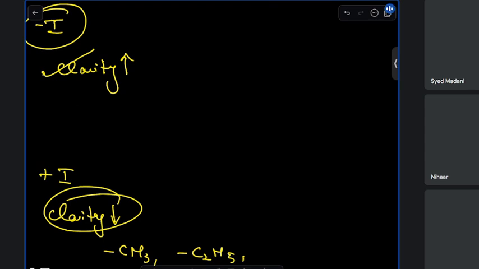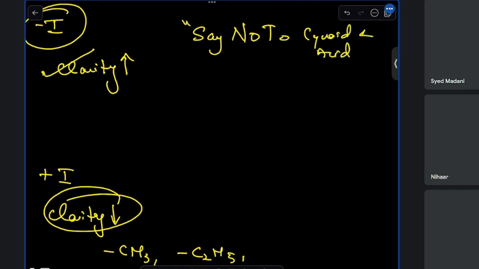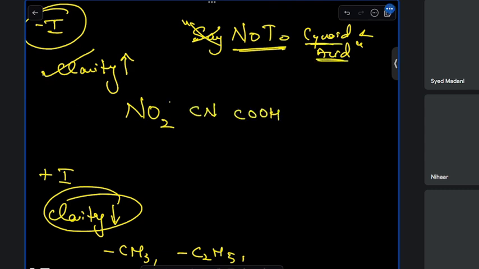Again, the placard said simply: say no to cyanide and acid. Convert this into chemistry. Ignore the word say. No to is NO2. Cyanide is CN. Acid is carboxylic acid, COOH. This is the order, followed by your halogens: fluorine, chlorine, bromine, iodine. This you'll remember because you've been learning about halogens for a long time. So this is the order.